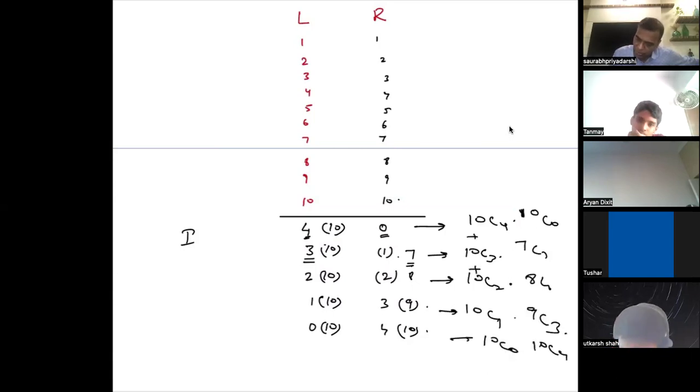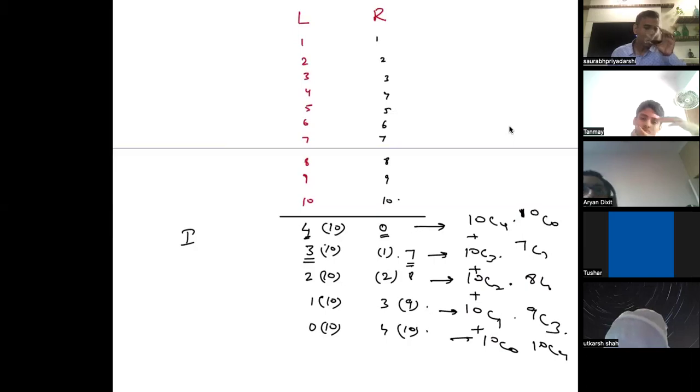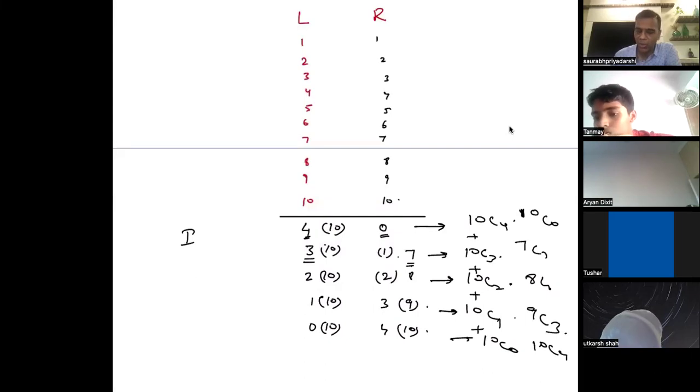This is the first method. Only I have to go through this, counting. Sir, but won't the 10C4 into 10C0 be excluded? Because here we are only counting the left ones. So how will it be exactly 1 pair? No, this I'm writing for no pairs. And now if I'm able to write down for no pairs, 1 pair is always easy.